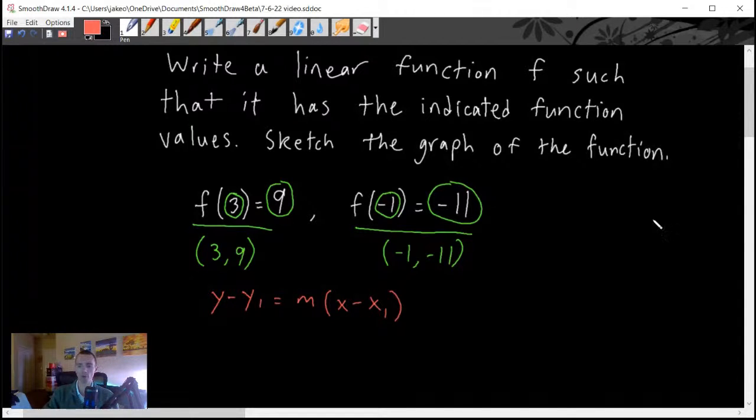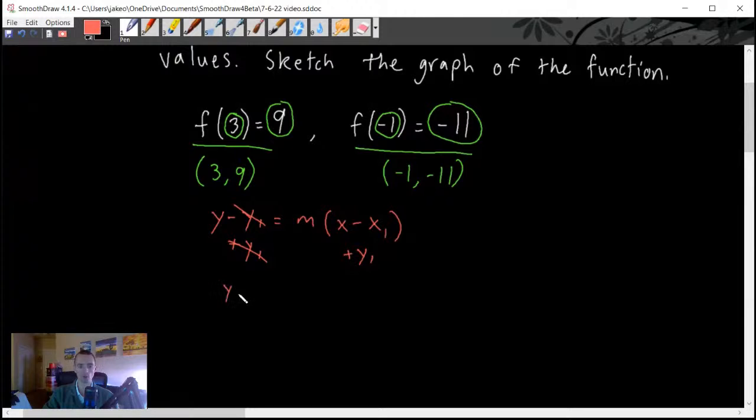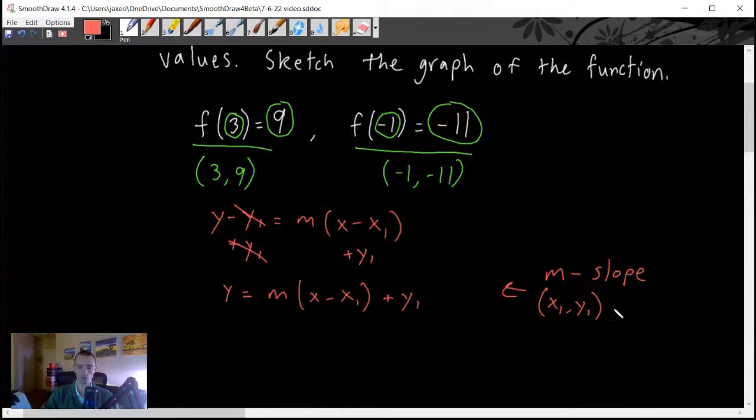Another way that you could rewrite this is simply by adding y1 to both sides of the equation to basically move it over to the right side of your equation. So that's going to give you y equals m times x minus x1 plus y1. So this is the equation of a line that has a slope of m and goes through the point x1, y1. This is just any point that we know lies on the line. So this can be any point that's on the line.